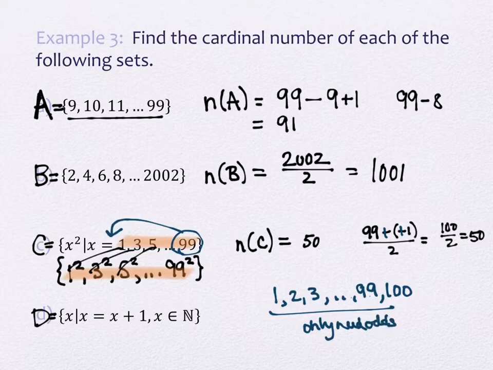Well, there's 100 numbers to start with. Odds would be half of them. It's another way to sort of think about it. It's maybe not as helpful if you didn't happen to start with 1 and go up, but it still works in this particular problem.